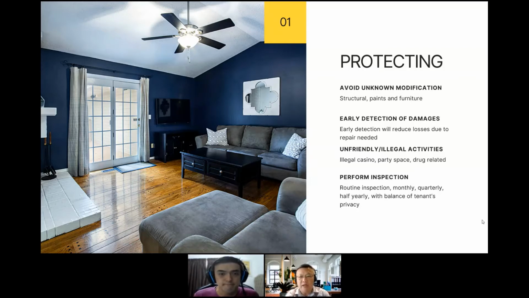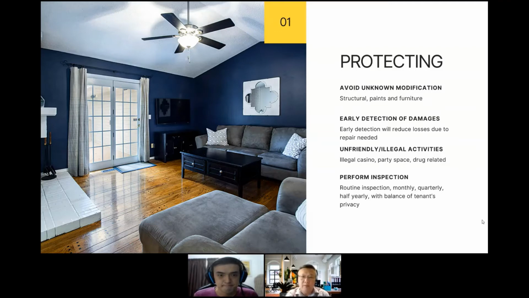And of course, there is unfriendly illegal activity, which is very usual today. People rent your properties, saying they are only going to use them for administration work or education work. Eventually they sub-rent them for partying, and sometimes for some illegal casino. It may also be youngsters who like to have parties, drug parties, and that may be a major problem as well if you do not know what is inside all the time.